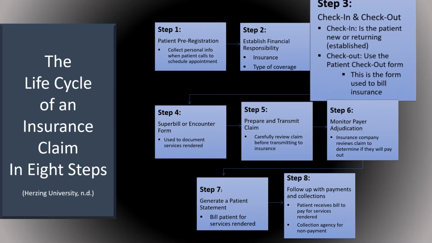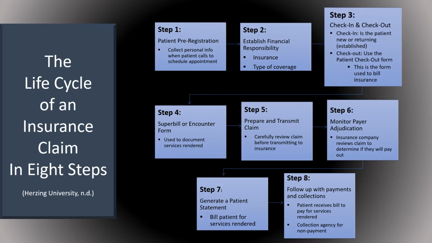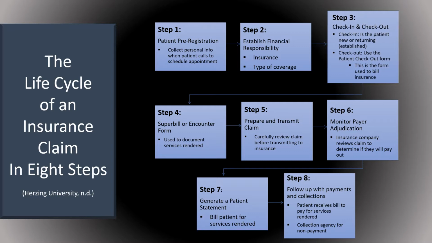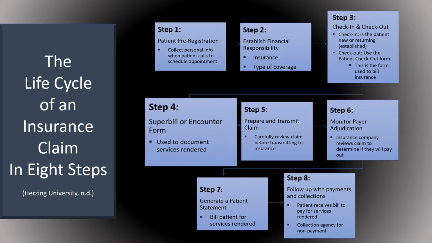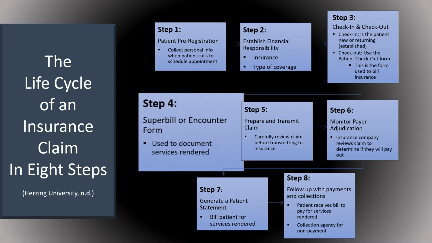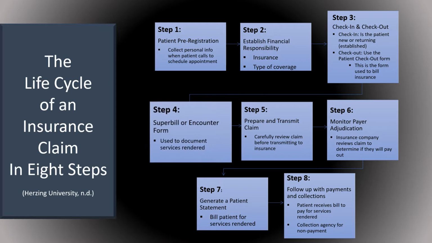In other words, are they a returning patient? Have they seen this doctor before? At the end of the patient's appointment, we will check the patient out using the checkout form. This is the form that will eventually be used to bill the insurance company. Step 4 is the super bill, which is also known as the encounter form. It is used to document the services the patient received during their visit.